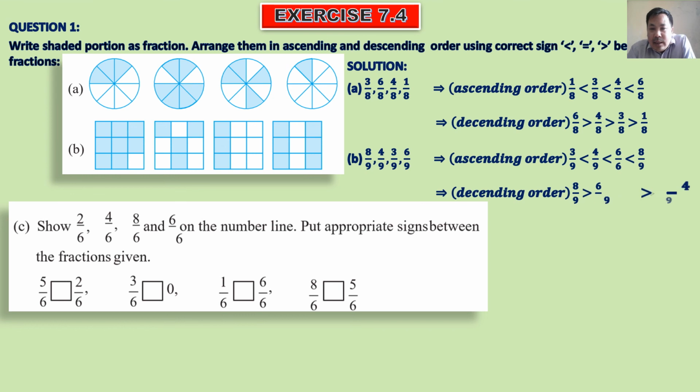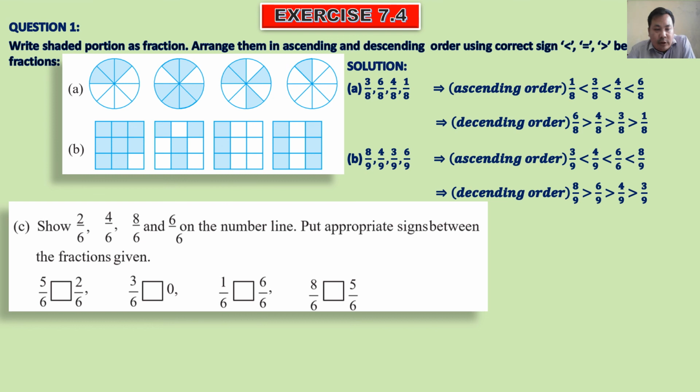Oh yes, descending order. Once more again, descending order. In descending order, we have 8 by 9. The largest one is 8 by 9. Next is 6 by 9, and then 4 by 9, and 3 by 9. We have descending order of B. Okay, descending order for the B is given here. And now we will go to the next question.